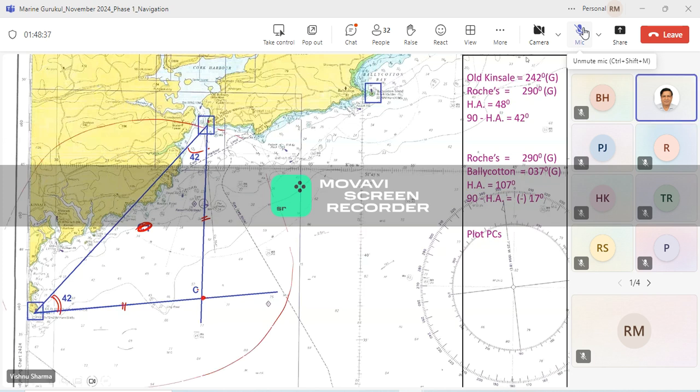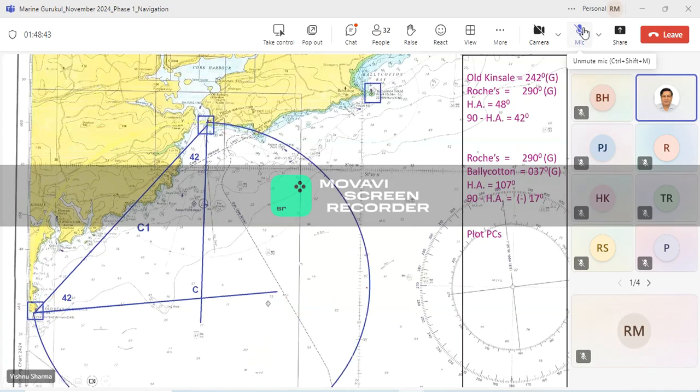You will draw the circle only on the side of the vessel. The vessel is on this side, so I'll draw only this part of the circle. Is that clear? The vessel will be only on this arc. It cannot be on the remaining arc on the other side. Am I right? Clear, guys? Yes, sir.